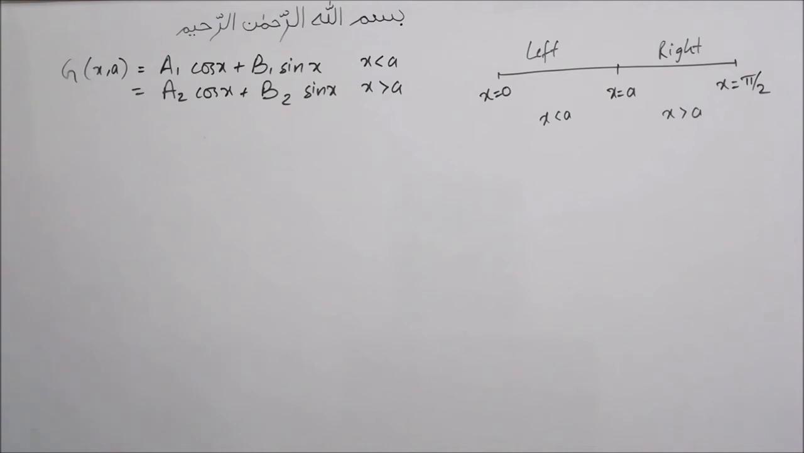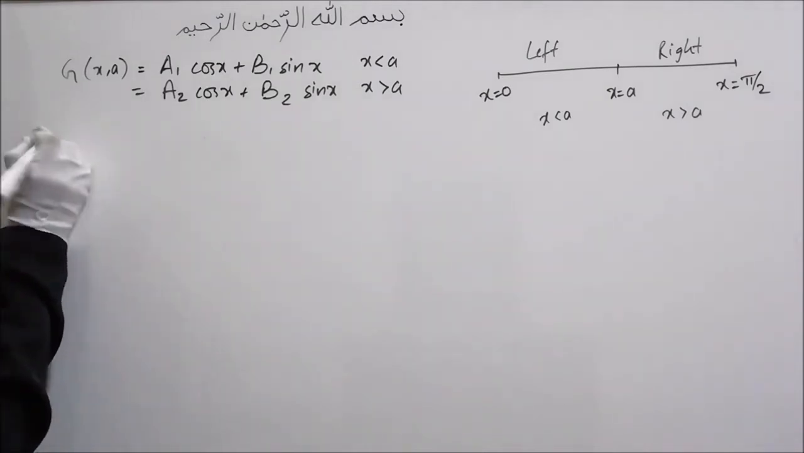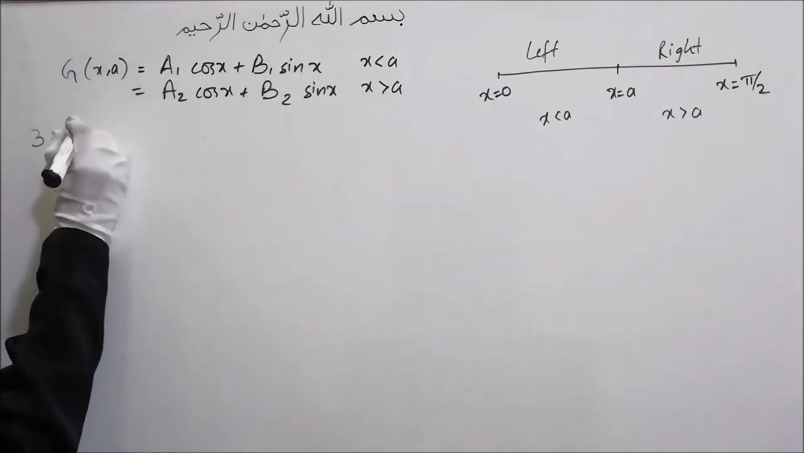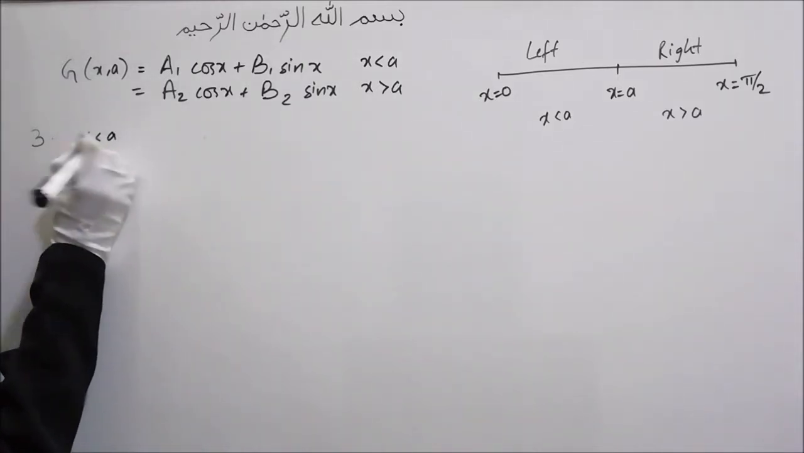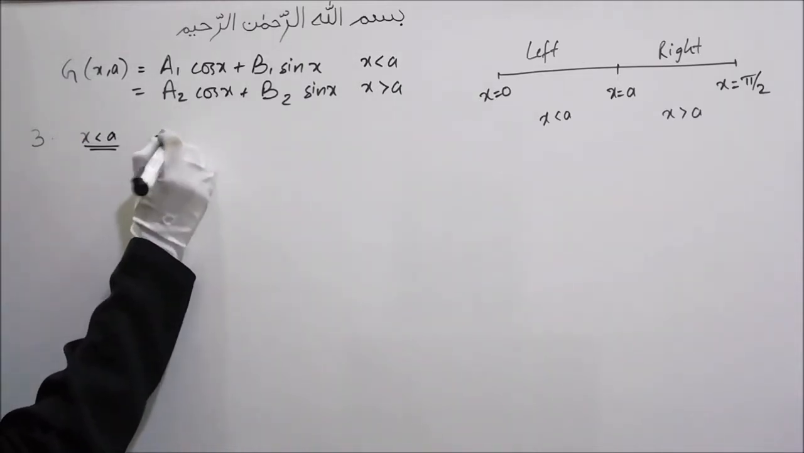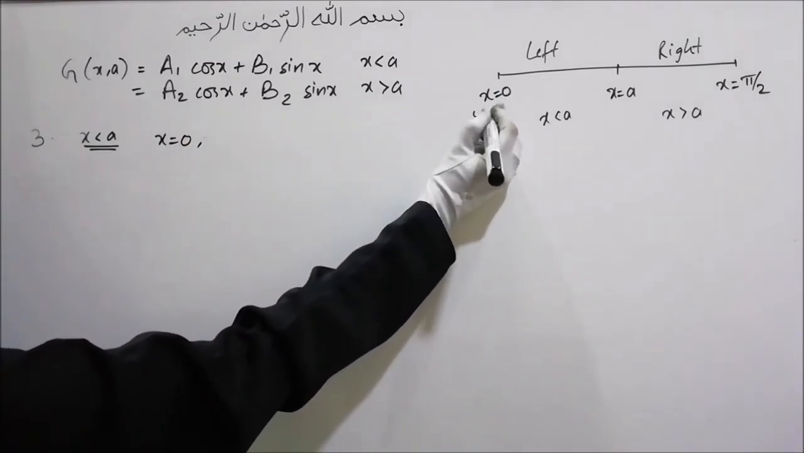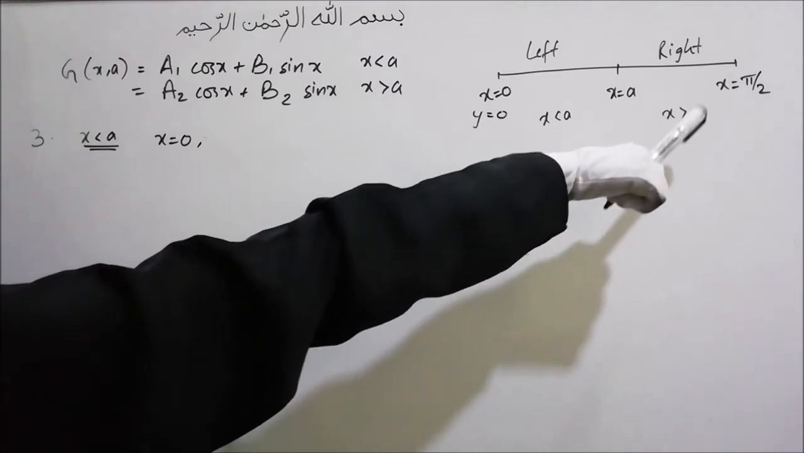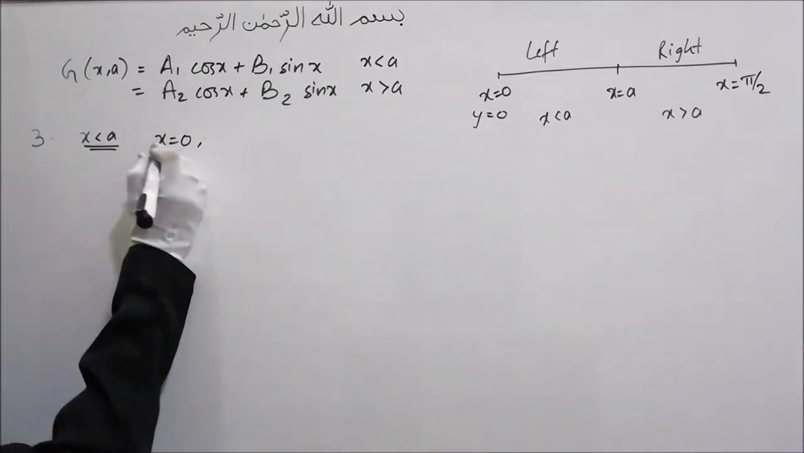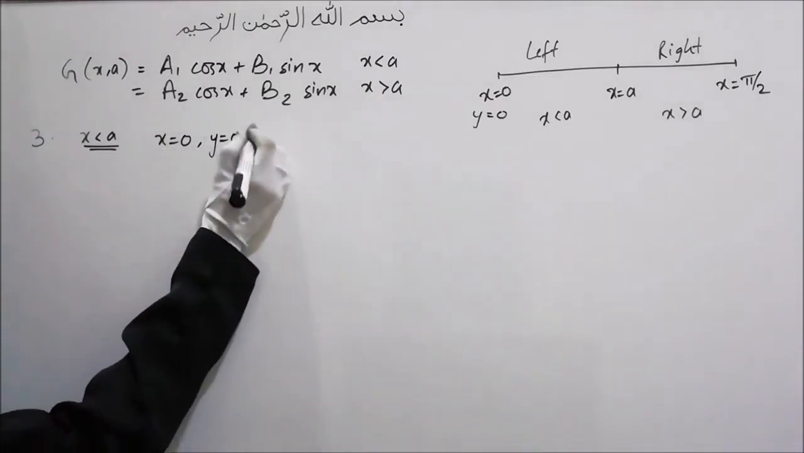The third step is now to put in the boundary conditions. We'll put this boundary condition for the left hand side, that is for x less than a. At x equals 0, it was given that y of x equals 0 is 0, and y of x equals pi by 2 is also 0. So at x equals 0 we have y equals 0.